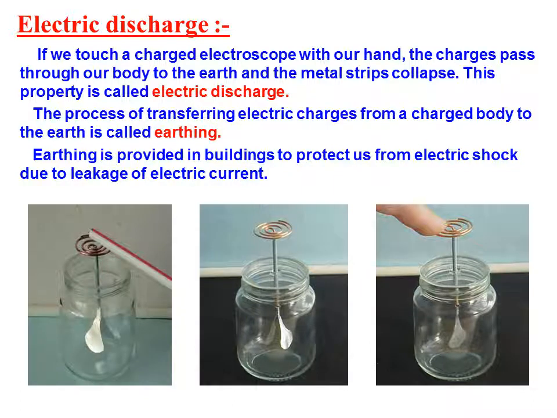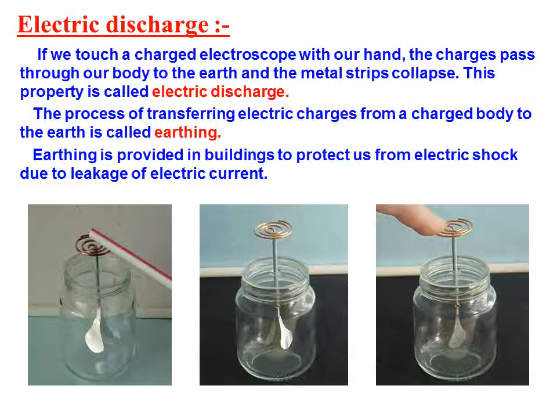How can we discharge? If we touch a charged electroscope with our hand, the charge passes through our body to the earth and the metal strip collapses. This property is called electric discharge. Collapse means it will fall down. Why does it fall down? Because we don't have any charge, it means it is discharged.